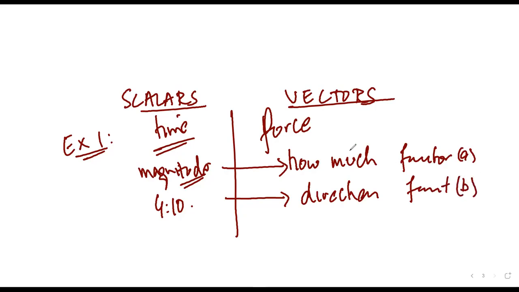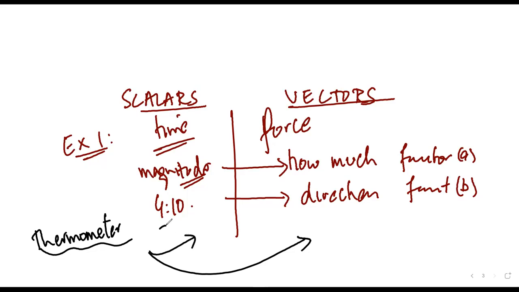Let me take another example. Mr. Satya, do you know what a thermometer is? Yes, sir. Would the thermometer reading be a scalar quantity or a vector quantity? Sir, I think it would be a scalar only. Okay. Mr. Ariman, I think it will be a vector. Why will it be a vector? Because how much you need.